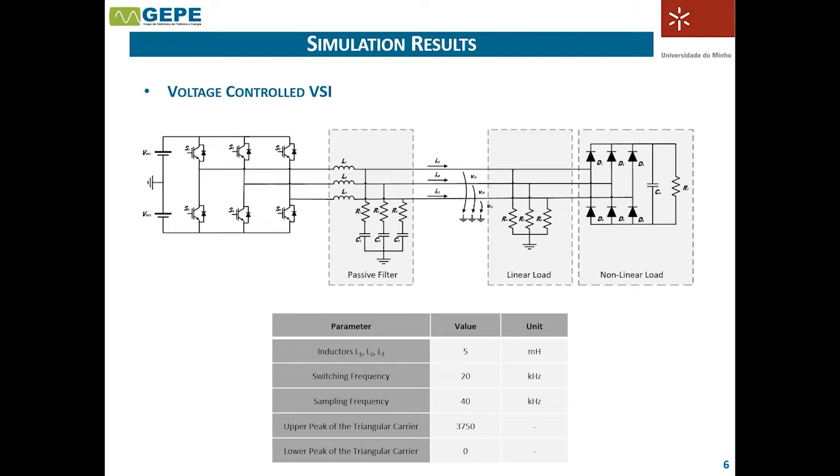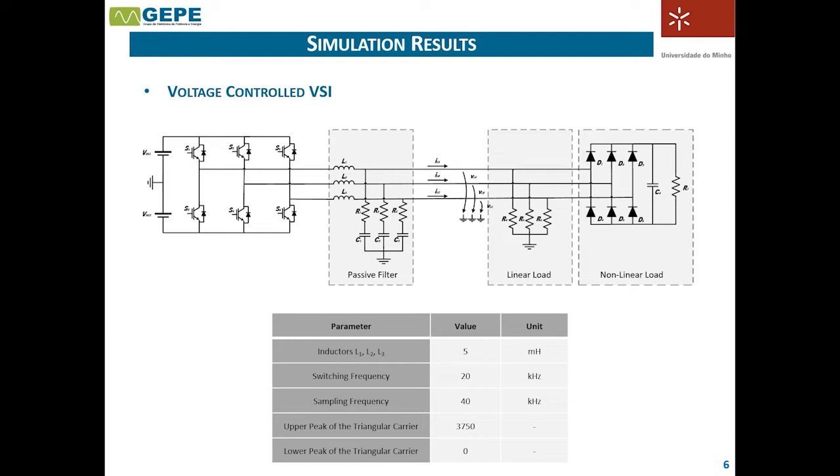In this case, the VSI is generating the supply voltage for a set of loads, which consists of a linear load composed of three 50 ohm resistors with star connection and a nonlinear load, which is a diode bridge rectifier with RC load. The capacitor used is 500 microfarad and the resistance is 200 ohms.